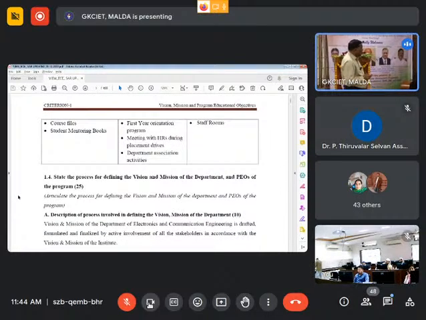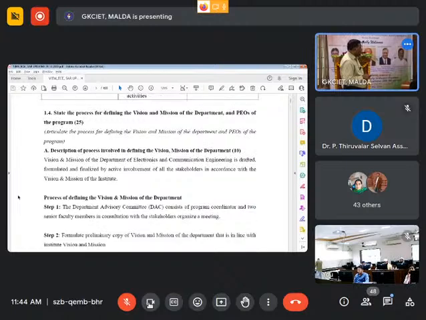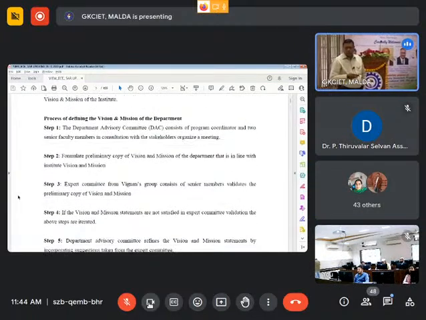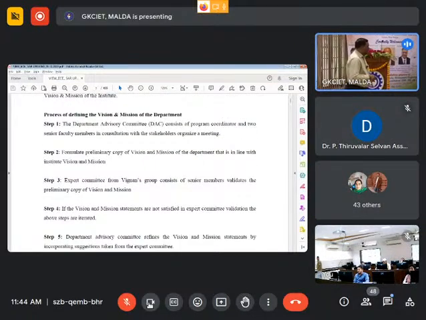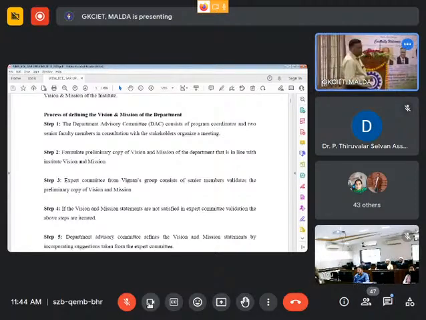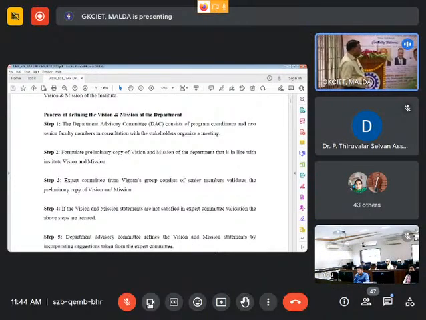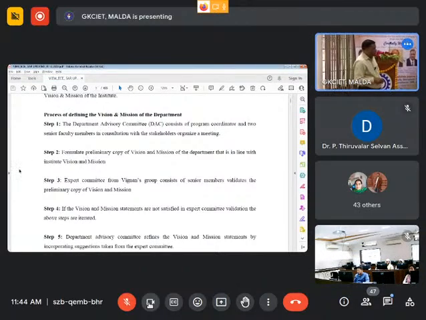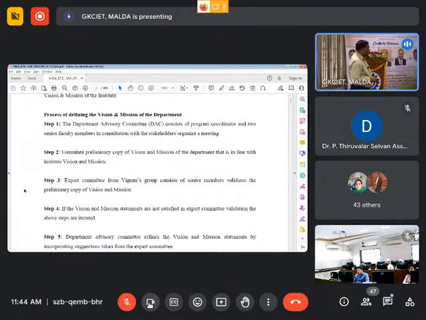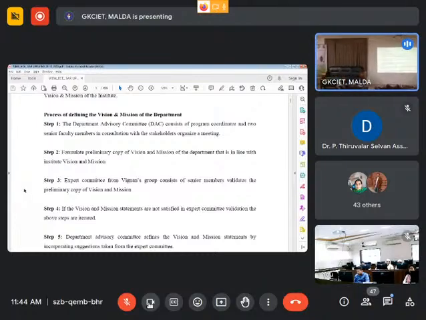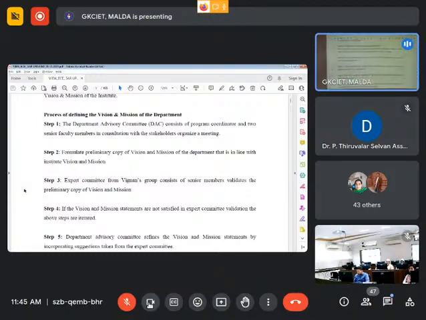Okay, go up. Now, this is the process involved to create the vision mission document. The department advisory committee, consisting of the program coordinator and 2 senior faculty members, in consultation with the stakeholders, organizes a meeting. They formulate a preliminary copy of the vision mission of the department in line with the institute vision mission. An expert committee consisting of senior faculty members validates the preliminary vision. If the vision mission statements are not satisfied in the expert committee validation, the above steps are iterated.